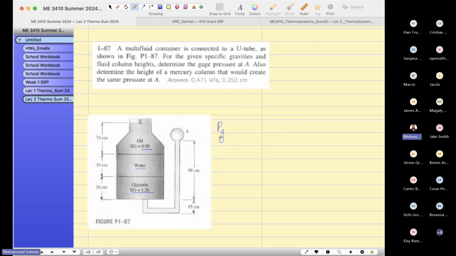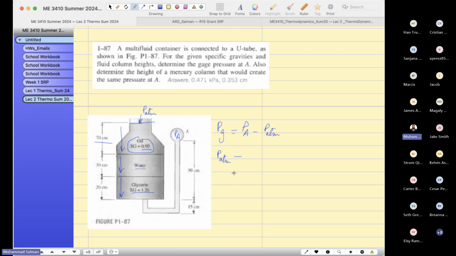I would say P gauge, this is P atmospheric pressure, and this is PA. So P gauge would be equal to PA minus P atmospheric pressure. So let us start from here and then go downward, keep on either adding or subtracting. I'll let you know in a bit. So let's do this. For the oil, the pressure head is 70 centimeters.